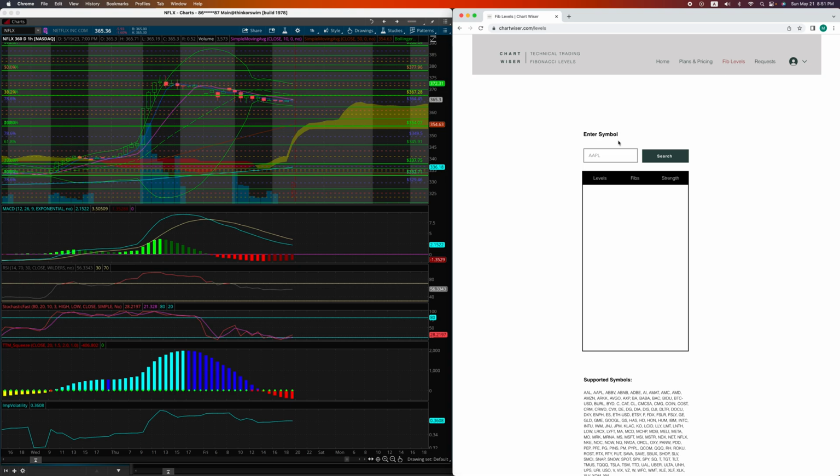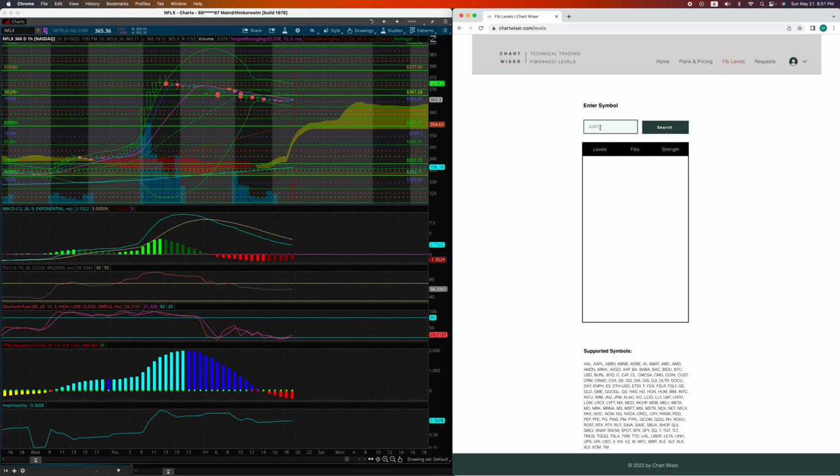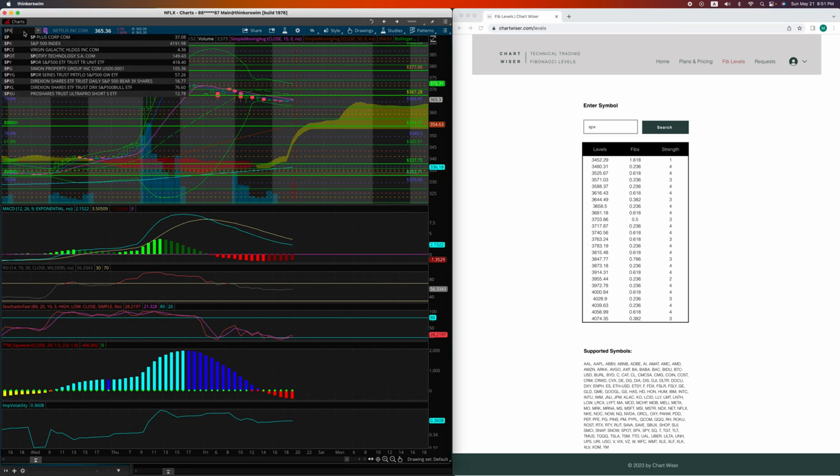The most special thing is that you click on the FIB levels. The supported symbols are here. Any symbol you're interested in, you can type it here. For example, SPX. You start with SPX first. So I type in SPX and you can see here the levels.